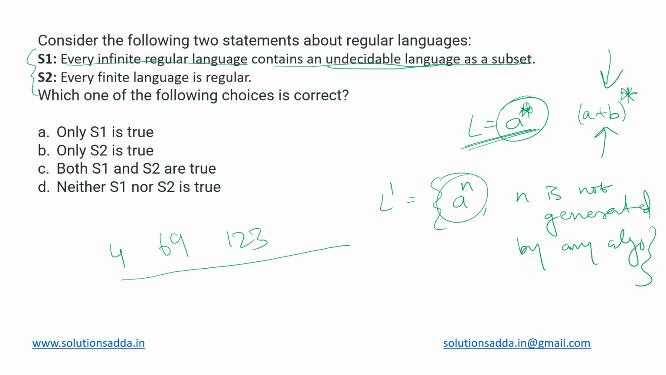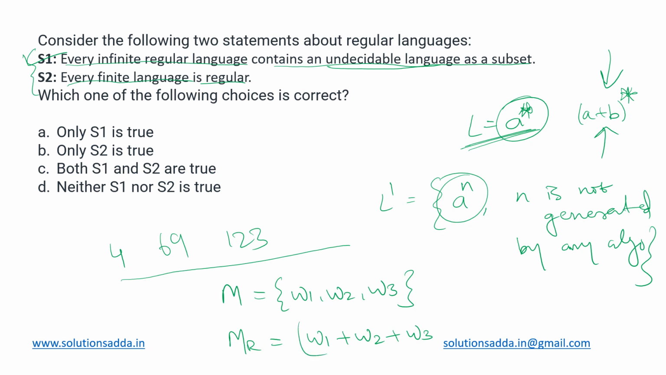So this becomes true. Now coming to the next one, every finite language is regular. Now this one is easier to prove. Let us say M is some language consisting of a finite set of strings W1, W2 and W3. So is it possible for us to come up with a regular expression for this? We can simply say that the regular expression for M would be W1 plus W2 plus W3. We can select any one of them.